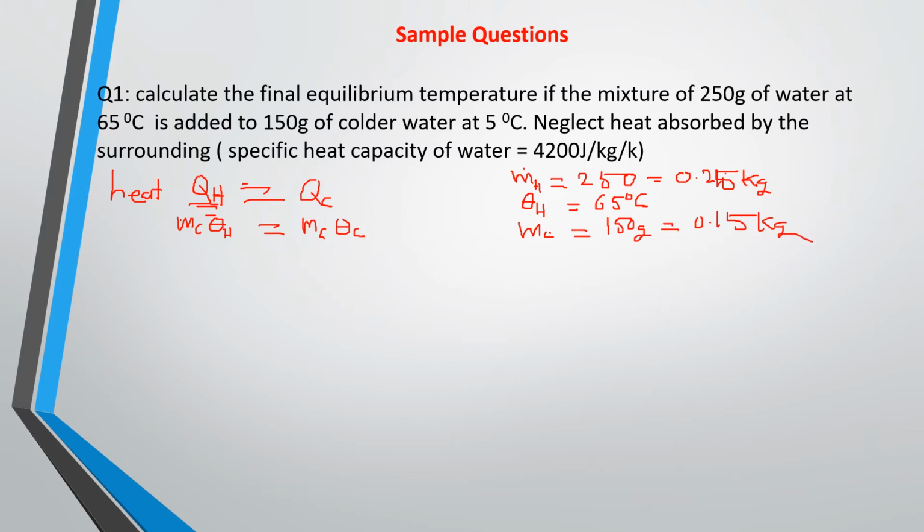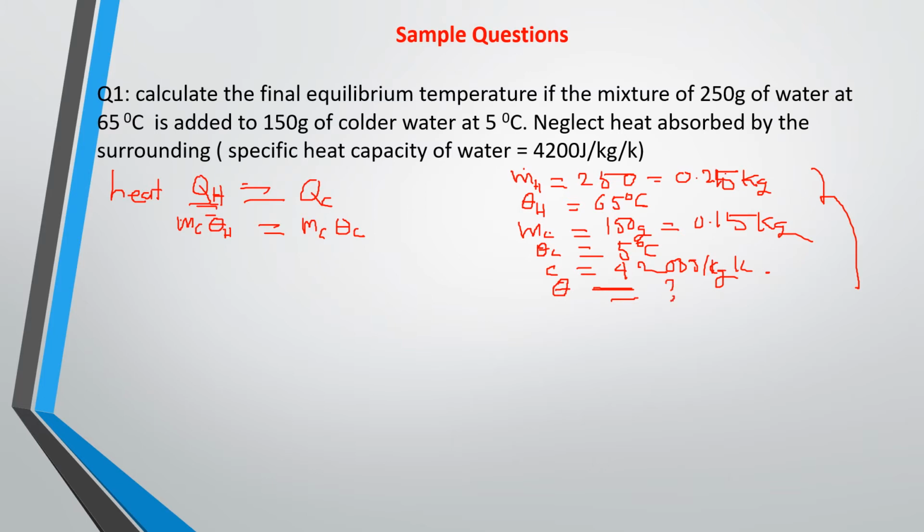Then the initial temperature of the cold water is given to you to be 25 degrees centigrade. Please take note of all this. Then we are given that the specific heat capacity of water is equals to 4200 joule per kg per Kelvin. Fine. So these are the variables that are given to us. We want to put all these variables now into this equation. What is not given to us is the final temperature theta, so I put a question mark there.